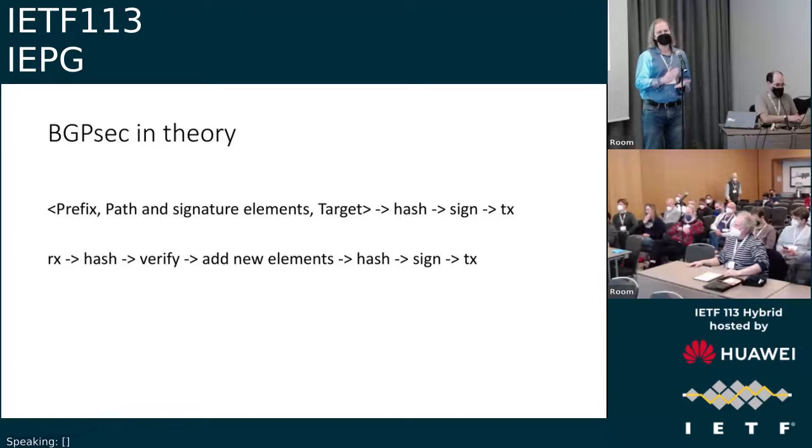So BGPsec in theory is a really simple idea. We add some cryptographic verification into the AS path: sign what we are advertising and verify what we receive from our neighbors. The signature is comprised of three elements: the actual fragments of the path, the identifier of the neighbor to whom we are sending out, and the prefix itself. We do some calculation and then do some other calculation to verify that.